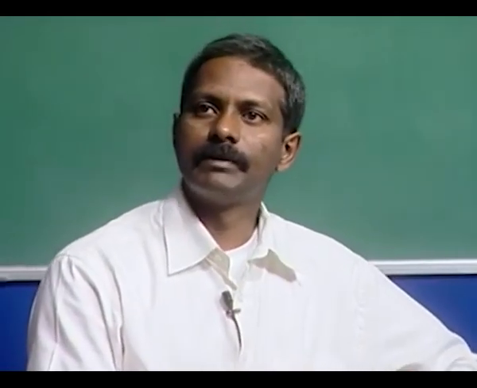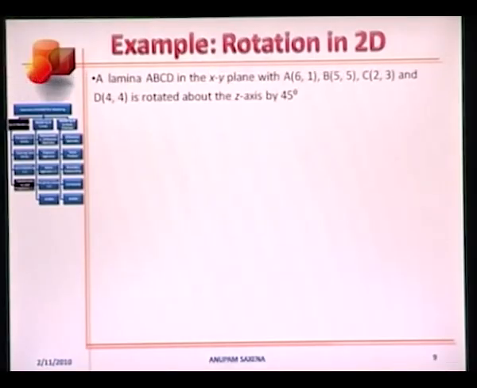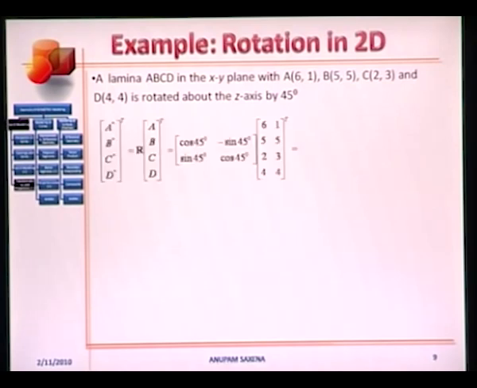Let's consider an example of rotation in 2 dimensions. A lamina ABCD in the xy plane with coordinates of A as 6, 1, B as 5, 5, C as 2, 3, and D as 4, 4 is rotated about the z-axis, which is coming to you, by 45 degrees. A star, B star, C star, and D star are the new positions of these vertices. A, B, C, D are the old positions.